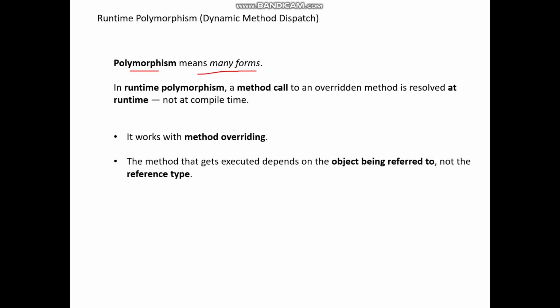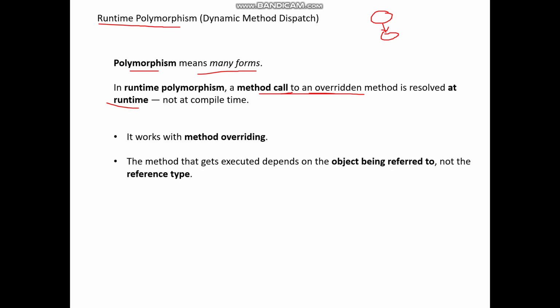In runtime polymorphism, a call to an overridden method is resolved at runtime, not at compile time. During the program execution time only, which method can be invoked? Here the parent class contains one method, and the same method is available in the child class also. Whether we have to invoke the parent class method or the child class method, that concept is called runtime polymorphism.